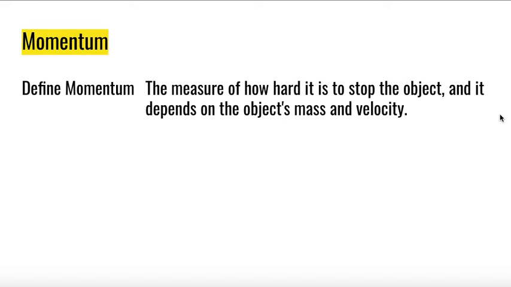Momentum. You know that the faster a bicycle moves, the harder it is to stop. Just as increasing the mass of an object makes it harder to stop, so does increasing the speed or the velocity of the object. The momentum of an object is a measure of how hard it is to stop the object, and it depends on the object's mass and velocity. Momentum is usually symbolized by the letter P, and it's calculated in the equation momentum equals mass times velocity. So momentum and inertia are almost opposites of each other, because inertia is the resistance to move. Momentum is measuring how hard it is to stop the object that is already moving.